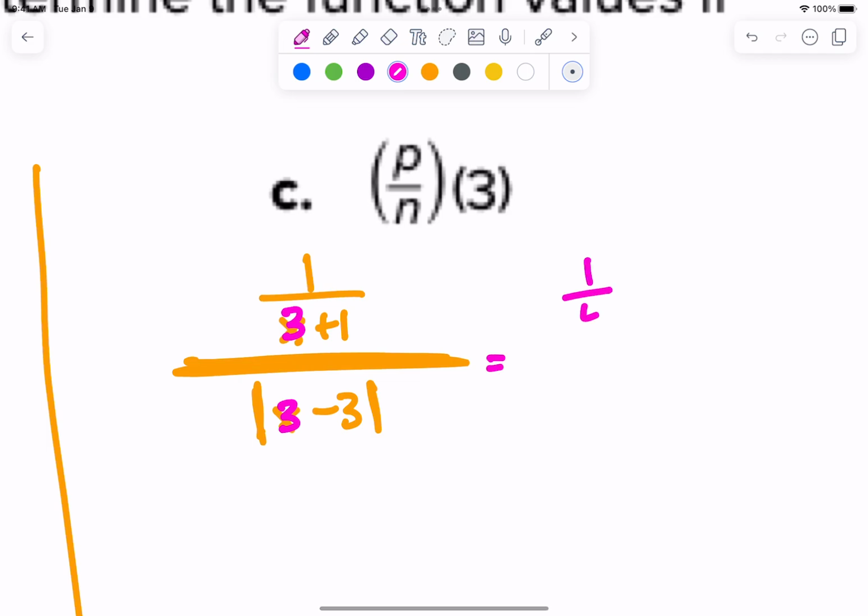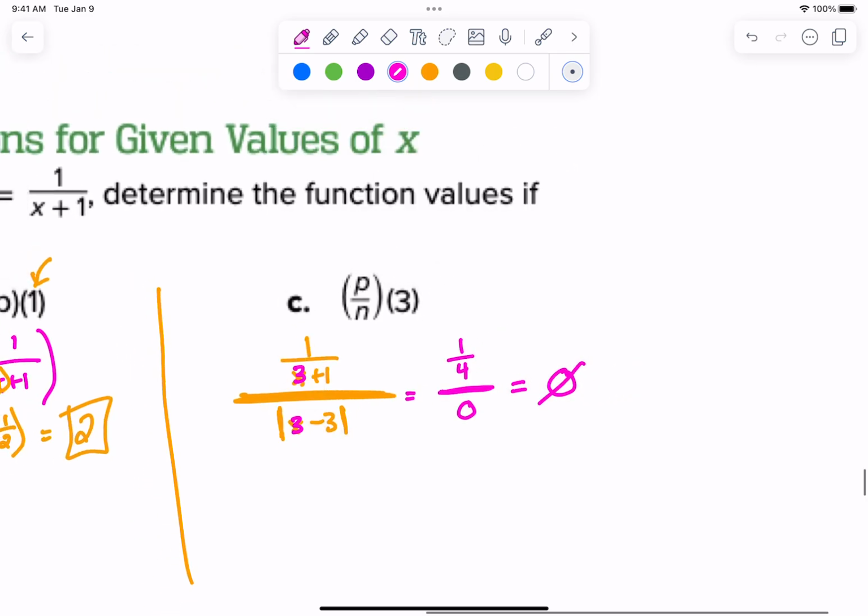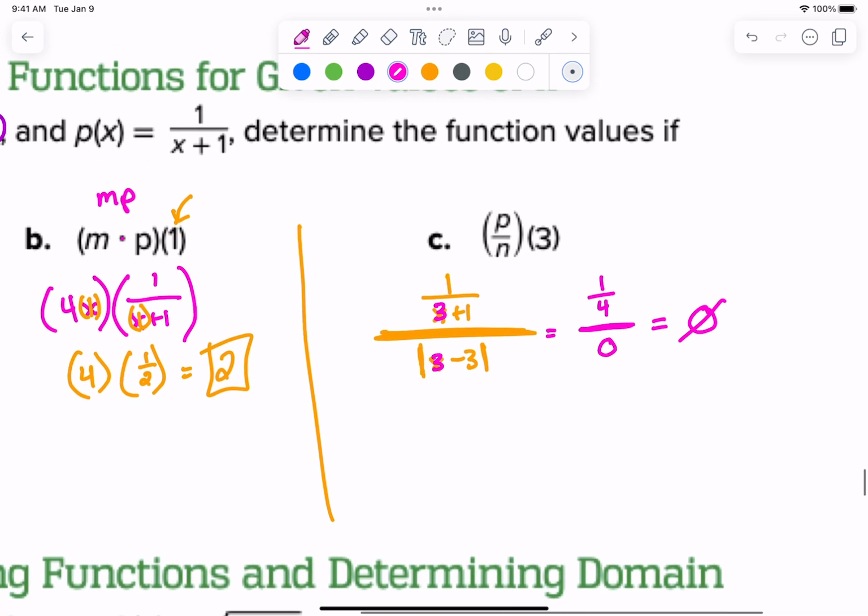This is 1/4 divided by 3 minus 3 is 0. The absolute value of 0 is 0. So, what does that mean? No solutions because we cannot divide by 0, right? I don't care if 1/4 is the top answer. You can't divide by 0. Your bottom can't be 0. So gone. Good? Happy with that? Not so bad, right?